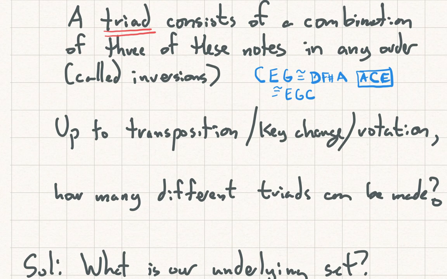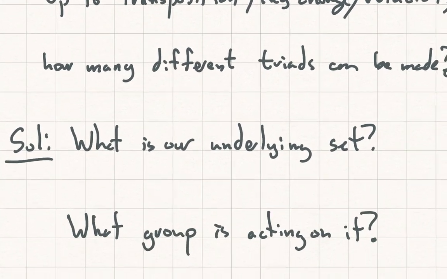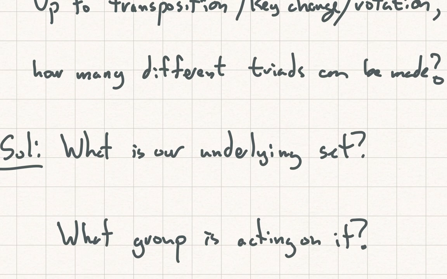Okay, so we want to use Polya enumeration here. So we want to have some group acting on some set. So let's go ahead and think about this. Our underlying set, well, that's just going to be our notes. That's what's being moved around. So the underlying set, we're going to think of it rather than as C, C sharp, D, we'll just think of it as the numbers from 1 to 12. So that's going to be our underlying set.